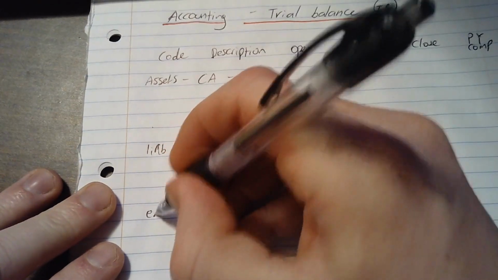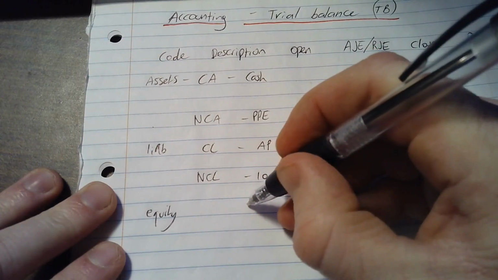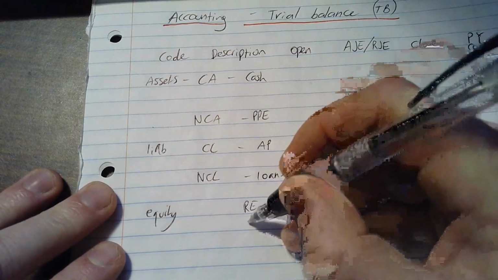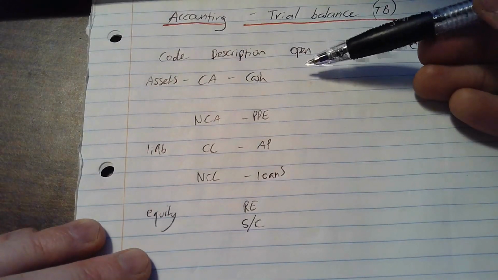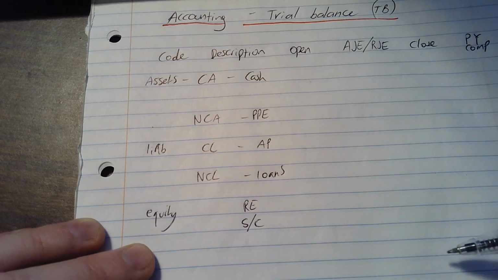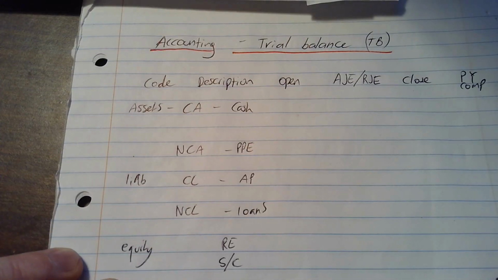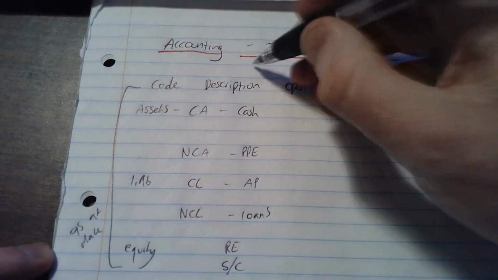Moving down, we're going to be bringing in the equity section, where they are categorized as retained earnings, share capital. All of this is going to represent what is going to go onto the balance sheet. All of this is as at the date listed on the trial balance.